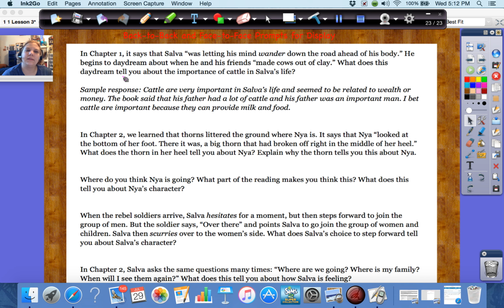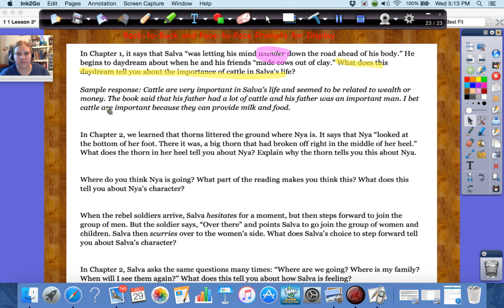Let's see here. It says in chapter 1 that Salva was letting his mind wander, vocabulary words, see that's italicized, down the road ahead of his body. He begins to daydream when he and his friends made cows out of clay. What does this daydream tell you about the importance of cattle in Salva's life? Okay? So this would be the question that students would have thought about and talked about.